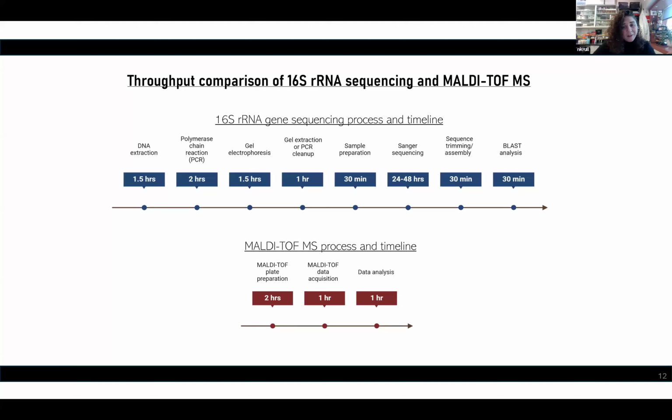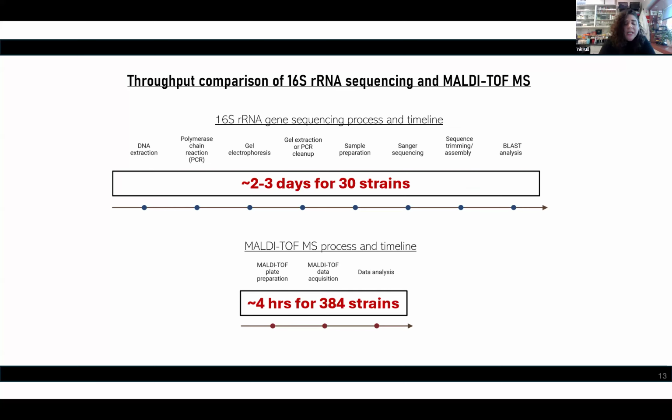This compared with the MALDI-TOF MS timeline, you can see quite a difference here. That whole process I showed you on the previous slide, from plate to the formic acid and matrix overlay, takes roughly 2 hours to complete. And MALDI-TOF data acquisition, depending on the instrument you're working with, takes roughly an hour as well. And then you have immediate data that you can analyze, knock that out in another hour. There's a stark difference in this timeline.